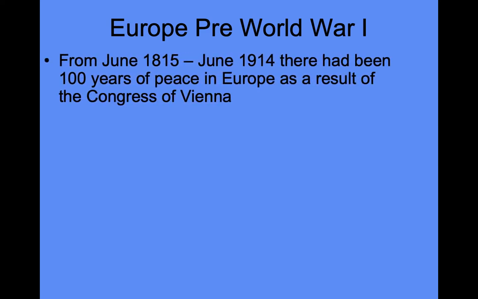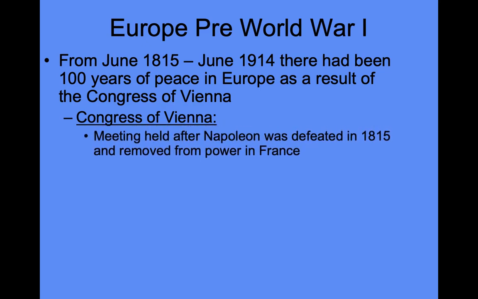During the period leading up to World War I, Europe had been a relatively peaceful place. From June 1815 to June 1914, there had not been any serious war or conflict in Europe as a result of the decisions at the Congress of Vienna. As you will recall, the Congress of Vienna was the meeting held after Napoleon had been defeated in 1815. Once he was removed from power, the members of the Congress worked together to deal with international conflicts throughout Europe.